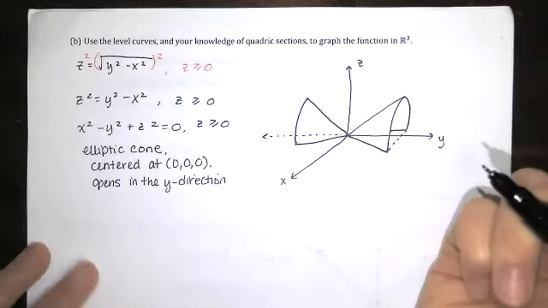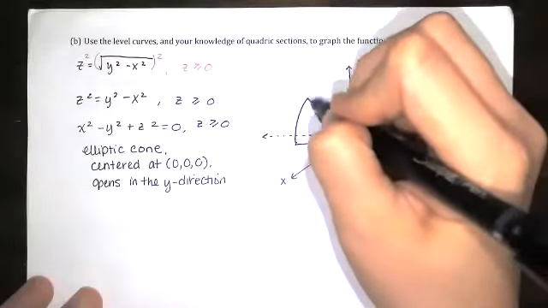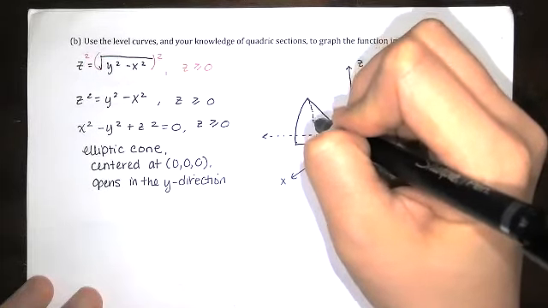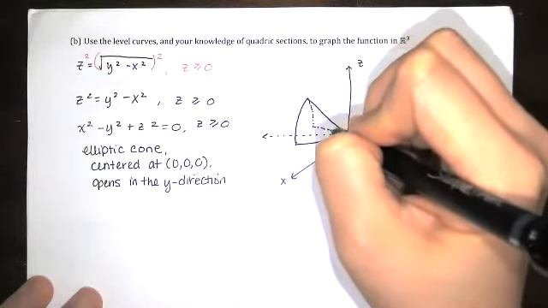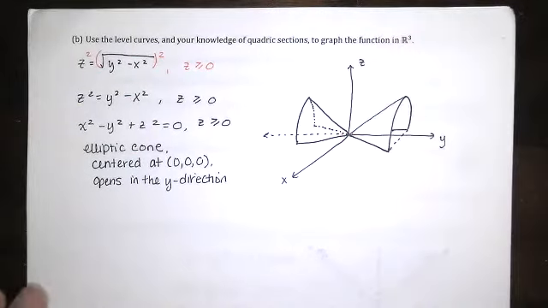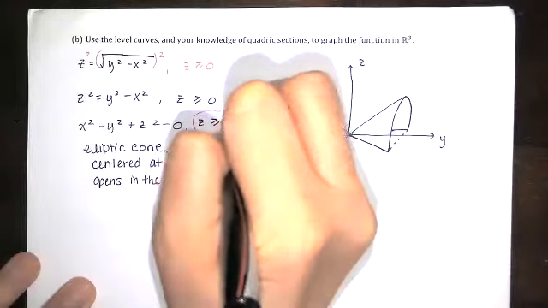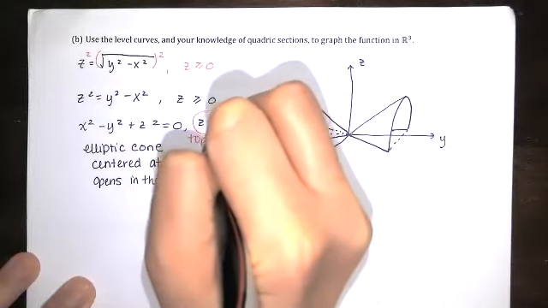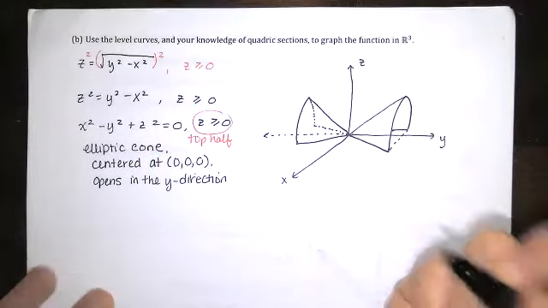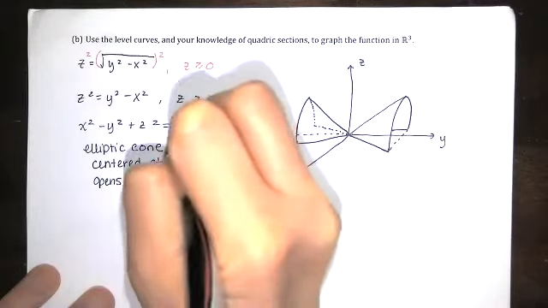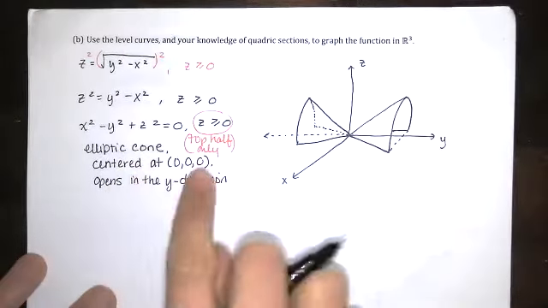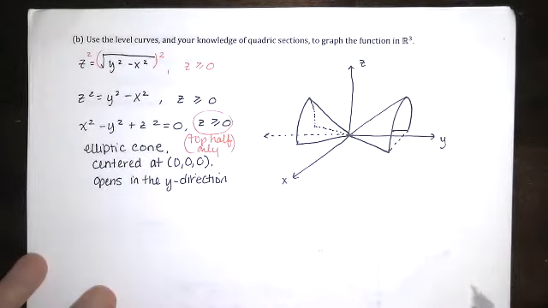Maybe it looks like that, approximately. And you have to imagine that there's some other side of the cone that we can't see. So this is the top half only of an elliptic cone centered at 0, 0, 0 that opens in the y direction.